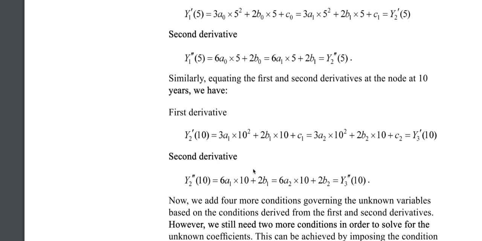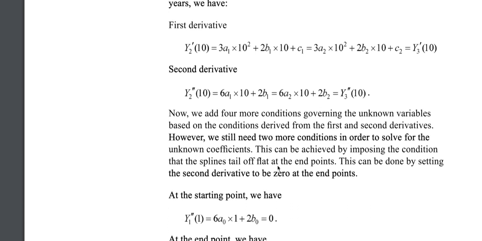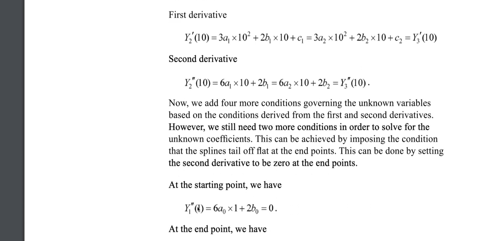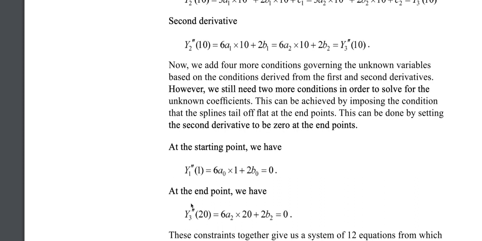Okay, so after we have considered the first derivative and second derivative, then we would like to consider a few more because for the starting point and end point, we assume that the rate of change is zero. I repeat, we assume that the rate of change is zero. So that's why the second derivative for both y1 and y3, for the starting point and end point, must be zero.